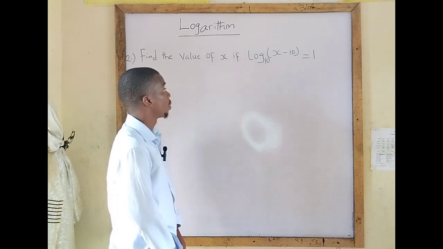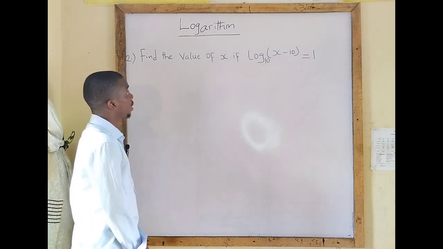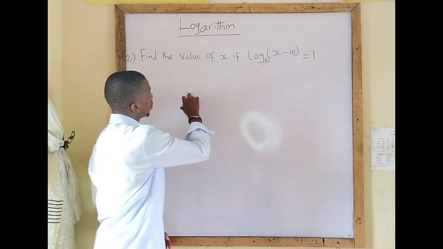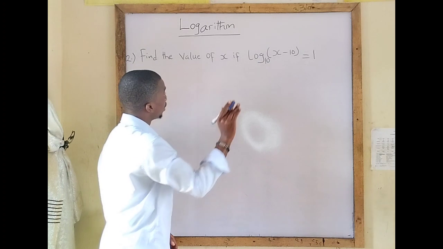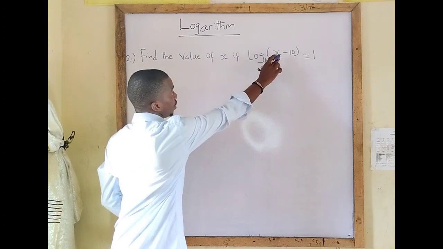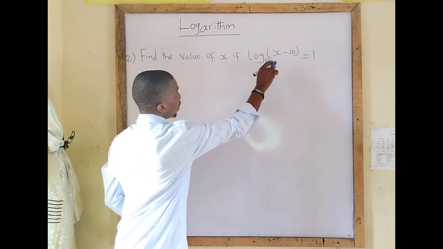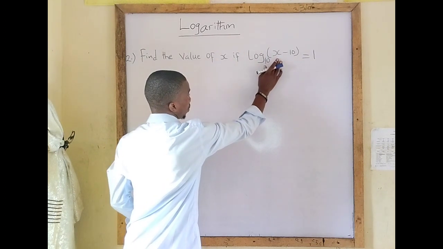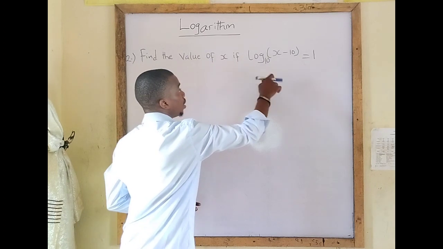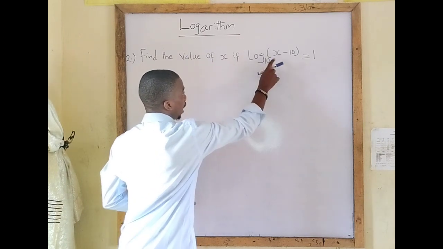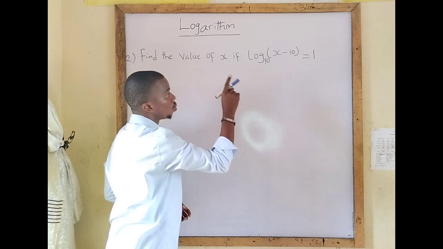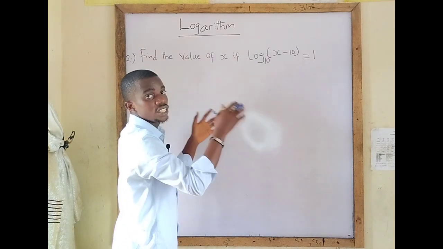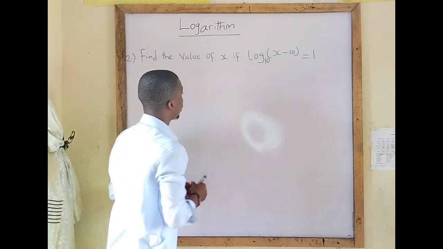Now what this statement is saying is that at the end of the day, if we determine the value of x and substitute it into this expression and simplify, we should have a result equal to 1. That is, we should have a balanced equation.